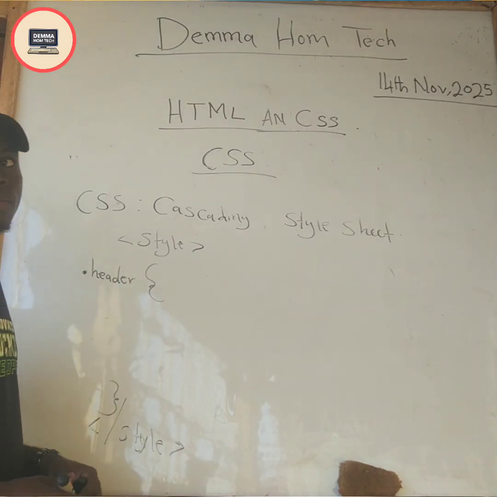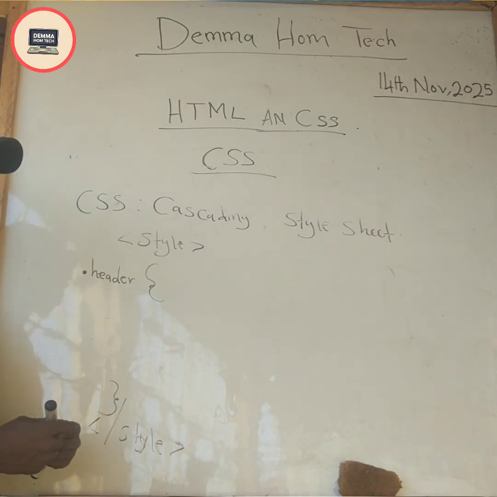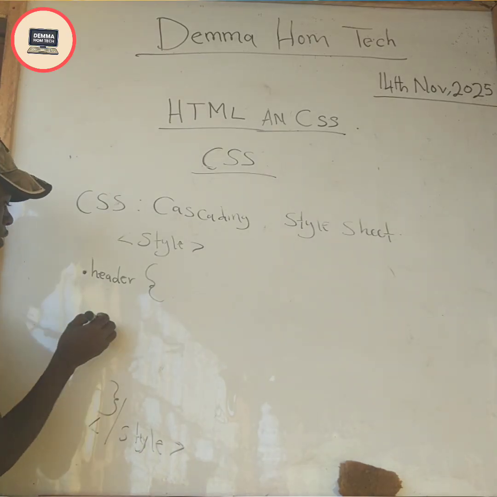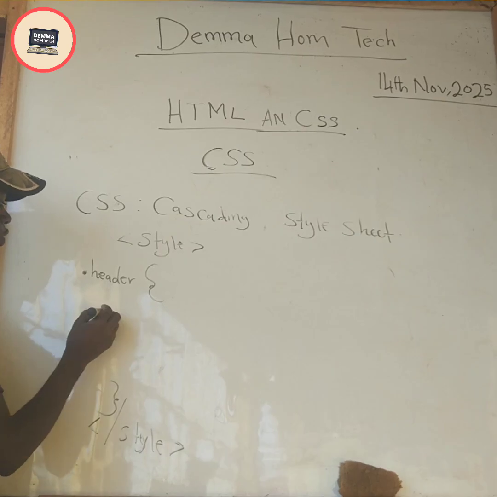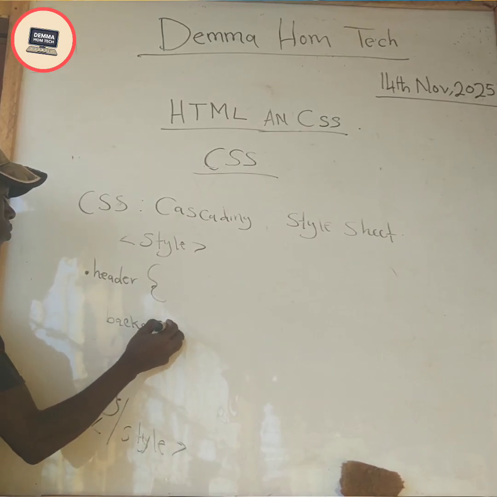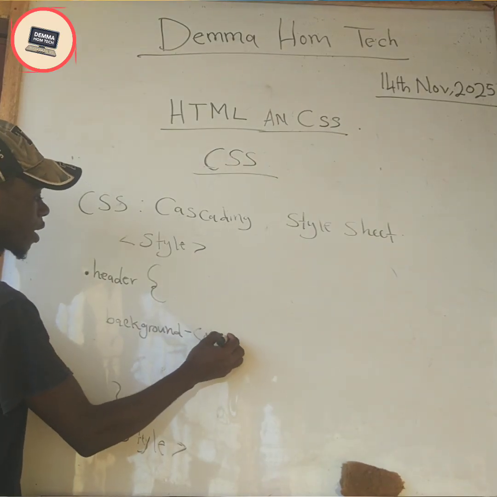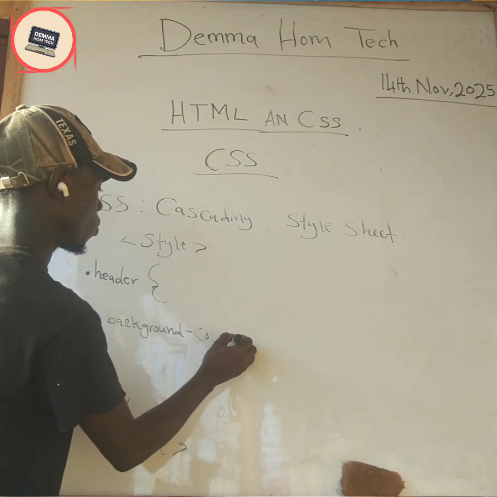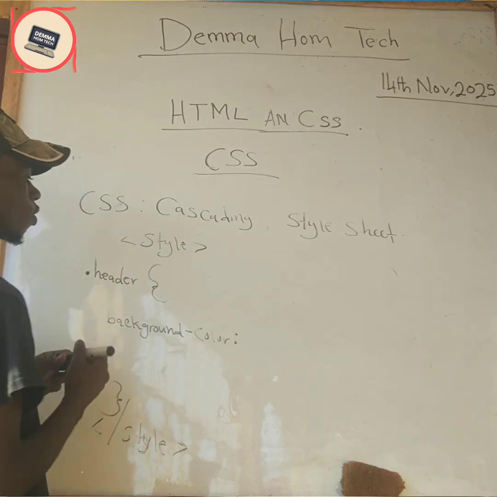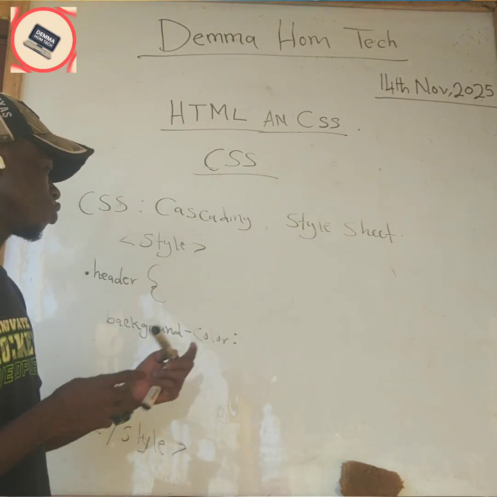So if you are styling, CSS has properties. When you want to apply a color to the background, you use what? Background color. You guys say what? Background dash color. This dash is important. So like I told you, then you bring the semicolon. You have to bring the semicolon. Semicolon here. Then you write the color you want.